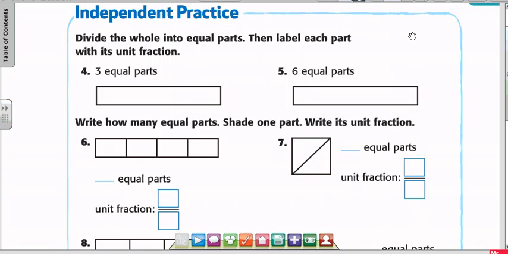So look at number 4. It says divide the whole into equal parts, then label each part with its unit fraction. So number 4, how many sections am I going to have? 3. About like that. And what's going to be my unit fraction? It's going to be 1 over what? 3. And that's called 1/3.